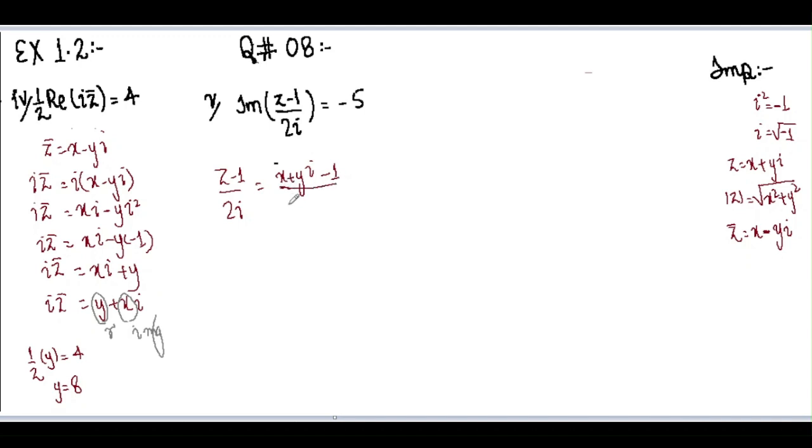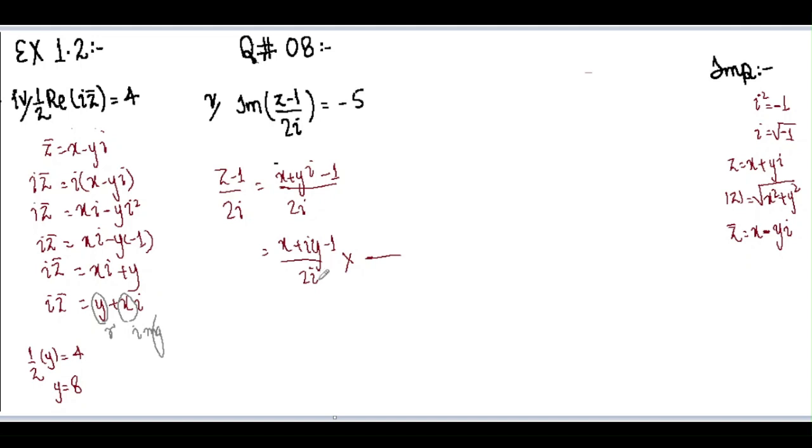Now we all know that whenever there is iota in the denominator, we have to rationalize it, and rationalization means multiplying and dividing it by the conjugate of the complex number written in the denominator.